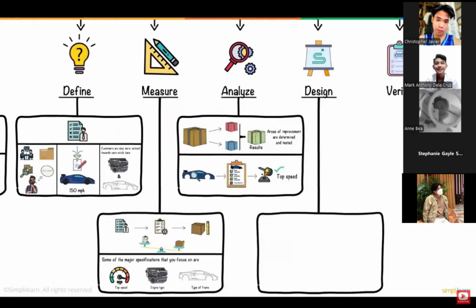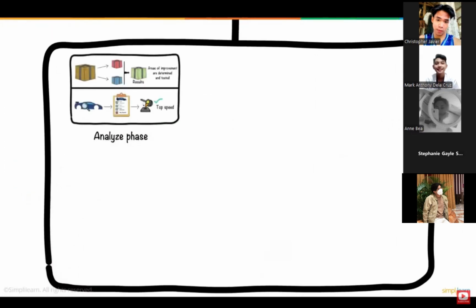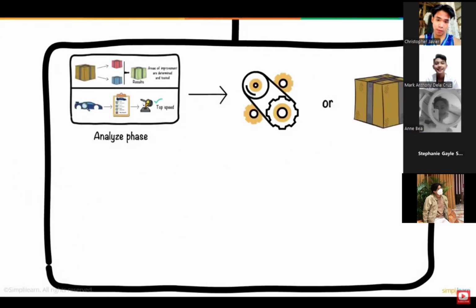Following this, the Design phase. Based on the learnings from the analysis phase, the new process or product is designed.